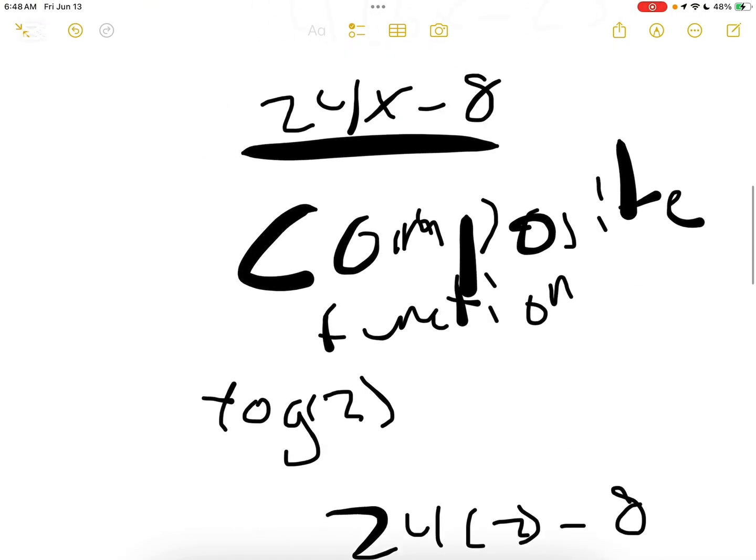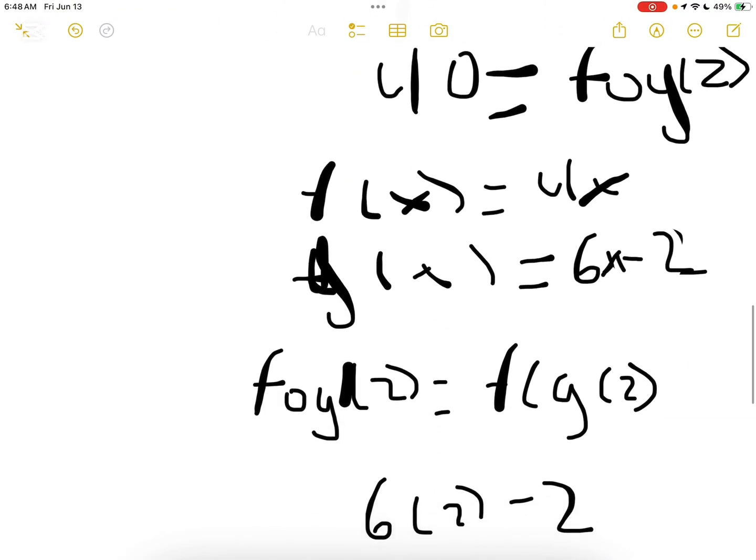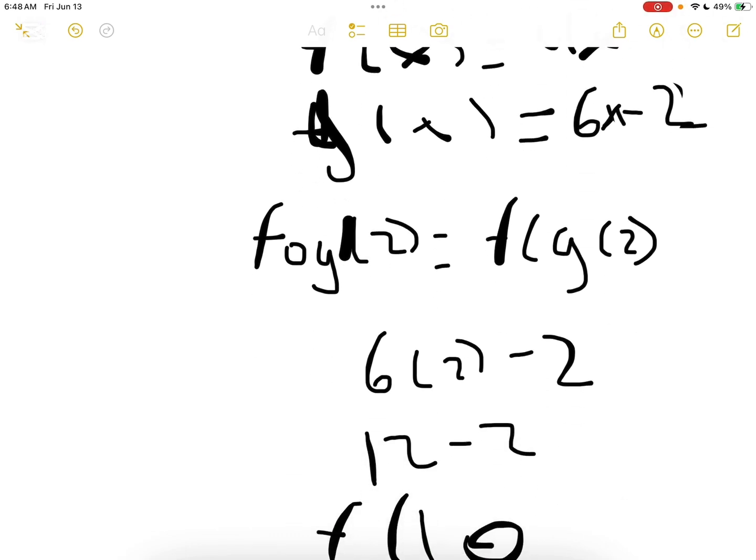So there are multiple ways of doing this. You could go the original way, find your full composite function first, and then substitute the value in, or you can start substituting the value in right away and find your value through substituting the value into both functions instead of the combined function.